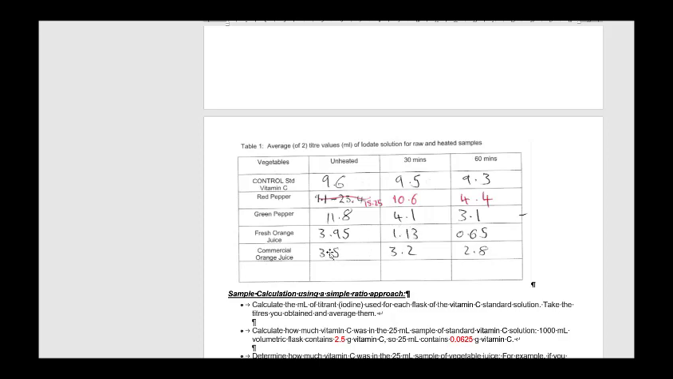Now the commercial juice, I think this one was a UHT commercial juice. There hasn't been a significant reduction. So it appears that this commercial juice, they've just simply added some artificial vitamin C, some ascorbic acid, similar to this control. So there is not a significant drop in the amount of vitamin C.